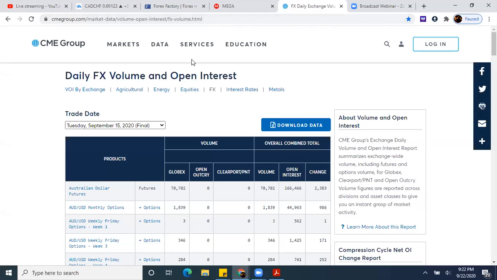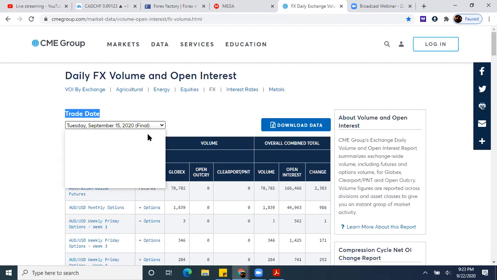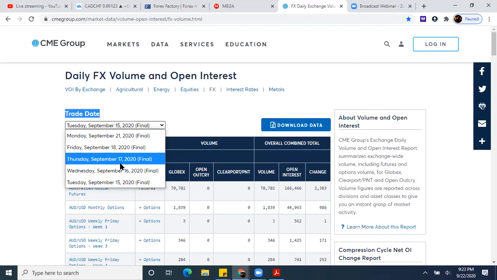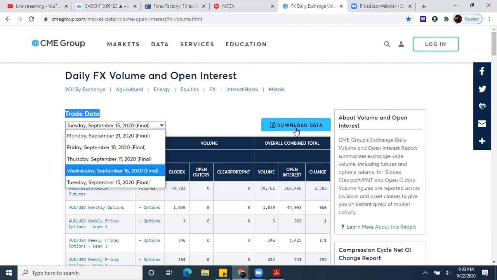All right, so this CME Group website gives us data on open interest, and usually open interest comes one day late. On this website, you can see the trade date here. It gives us five days of data, one at a time. This can be downloaded here in Excel.